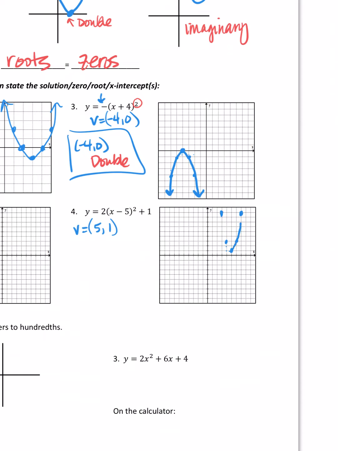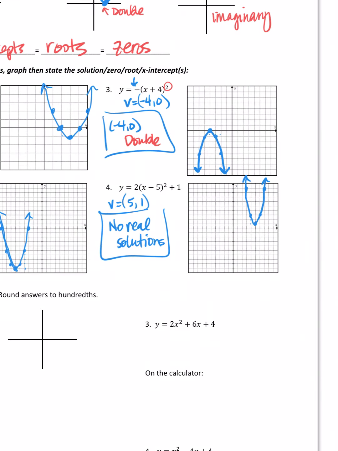And there it is. Okay, now notice it's not crossing the x-axis at all. So what the heck do I do? Well, I just say there's no real solutions. But your graph has to support that, okay? No real solutions. Now let's talk about how we do this with our calculators.